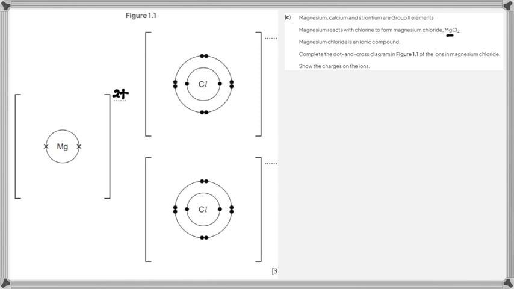So the two things that we need to indicate here are the new outer shell for magnesium, which will contain 8 crosses, because it's filled in. And for chlorine, the 2 chlorines here will have new outer shells, each containing 7 dots and 1 cross. So we have placed already the charge for magnesium.